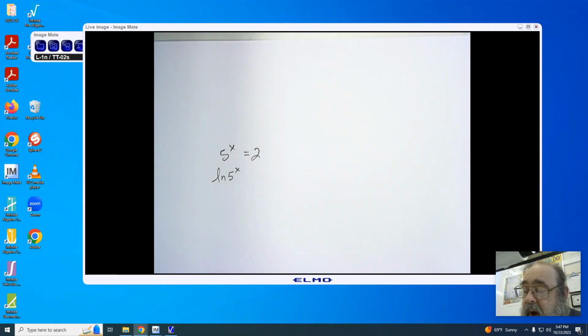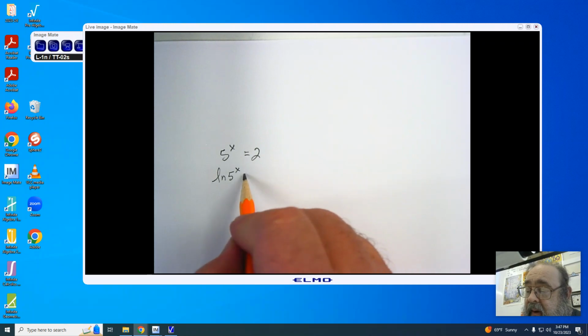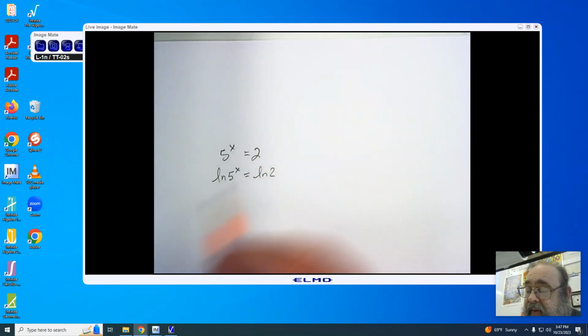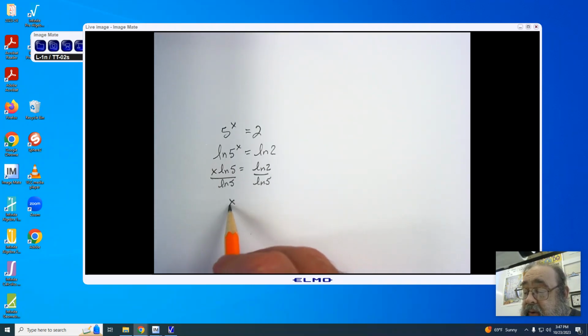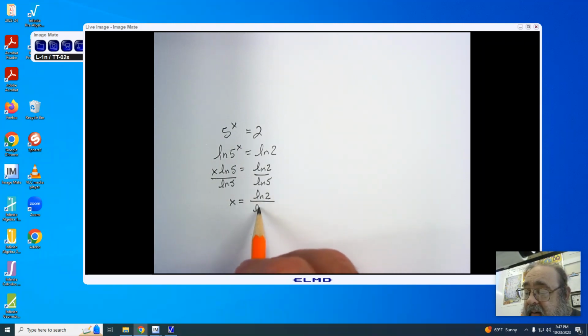We put the natural log in front of the base 5, and we put the natural log in front of the base 2. I then have the power come in front, and then we drop by dividing both sides by the natural log of 5. My solution is now an exact value, and it is the natural log of 2 divided by the natural log of 5.